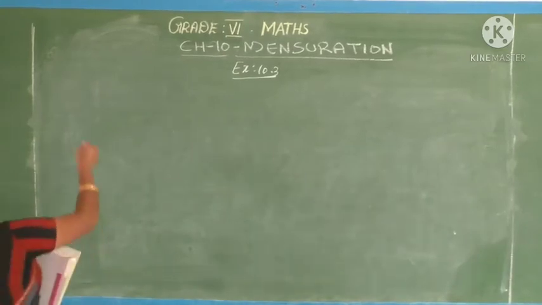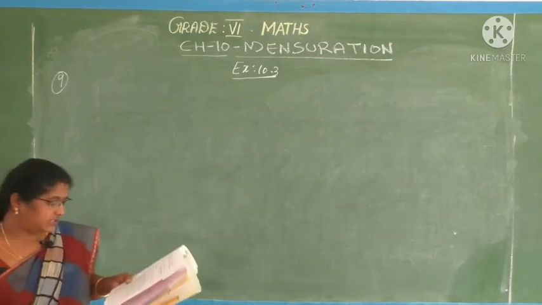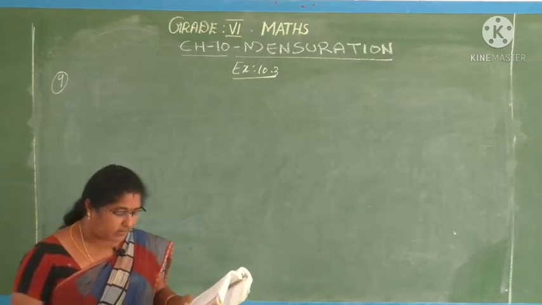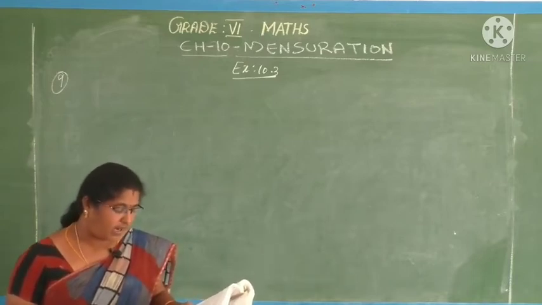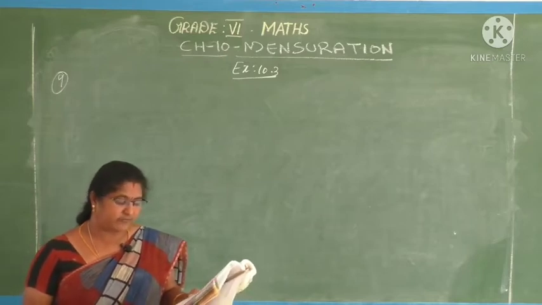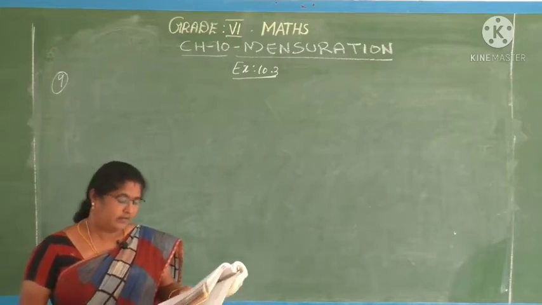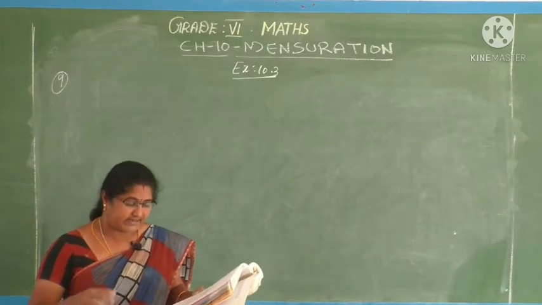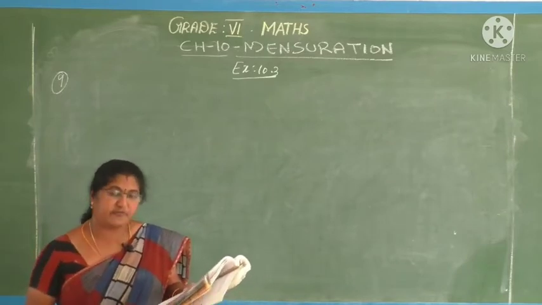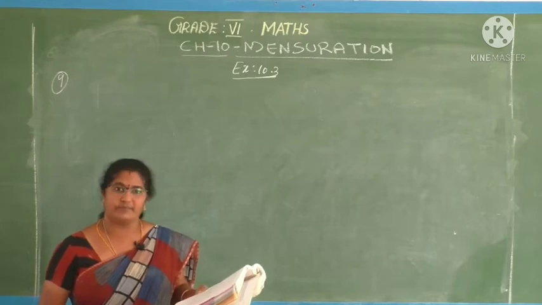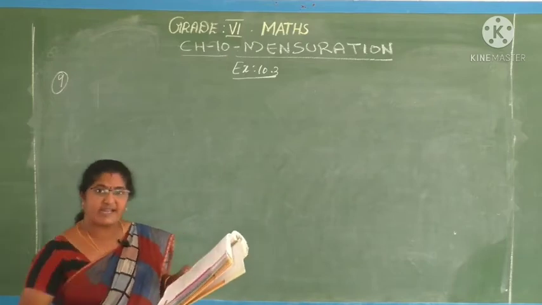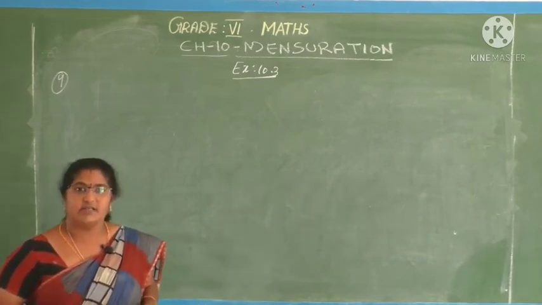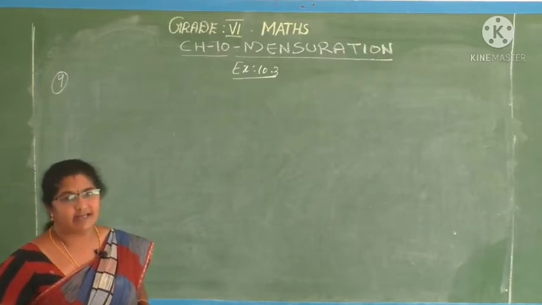Next, 9th question. See the question. 5 square flower beds, each of sides 1 meter, are dug on a piece of land 5 meter long and 4 meter wide. What is the area of the remaining part of the land? So here, in a piece of land, its length is 5 meter and breadth is 4 meter. So the land is rectangular in shape.